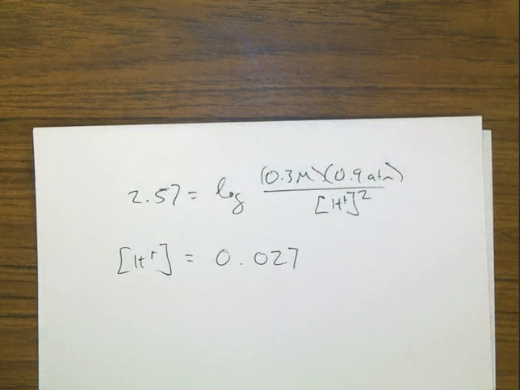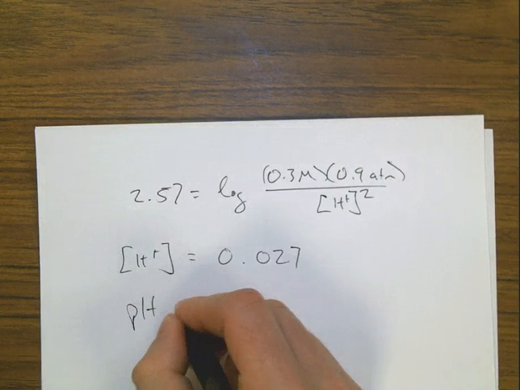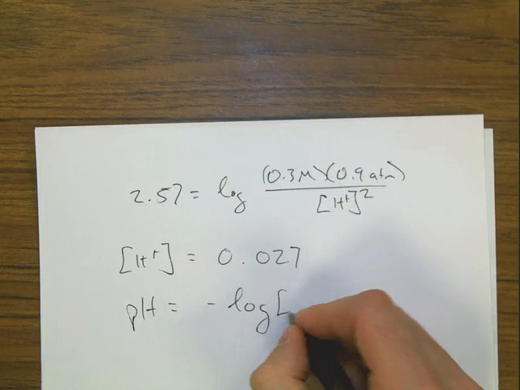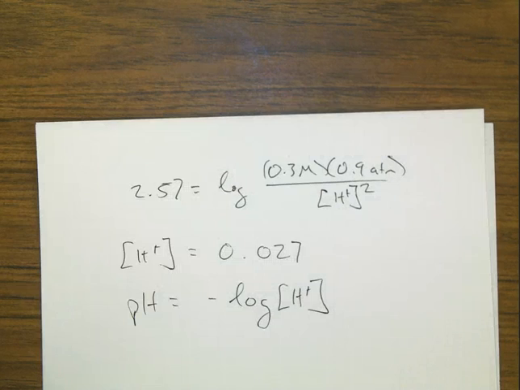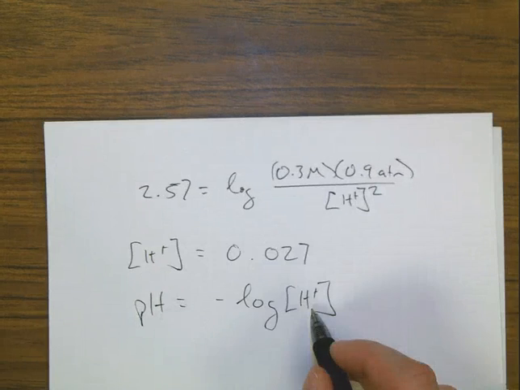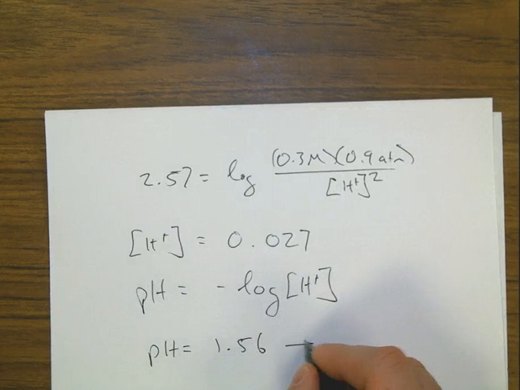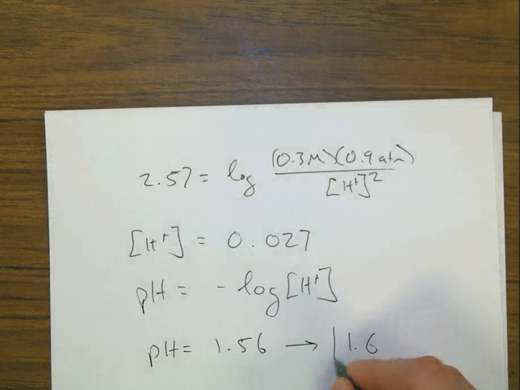They're asking for the pH. Don't forget, you have to memorize this. pH is always, remember the P means negative log, pH of hydrogen ion concentration. Sweet, now I just have to plug this in, and I find my pH is 1.56, which you can round to the correct answer you see in the back of the book, a pH of 1.6.